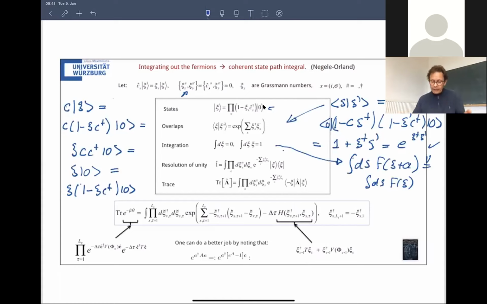So et cetera, it's a fun algebra, very nice and very useful algebra to play with, and you should read Negri-Orland, which is a beautiful book for this. I'll go on. You can go on.